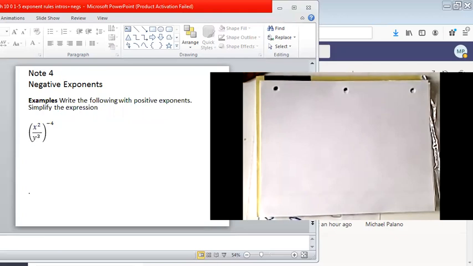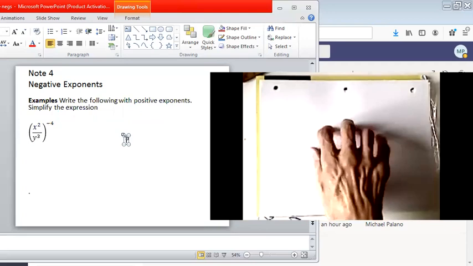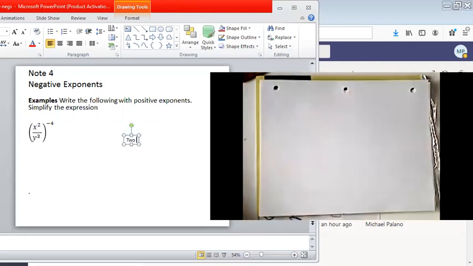Okay, so there's actually 2 ways to do this one. One way, and I'll type it onto the screen here, and then I'll show the work over here. So there are 2 ways to do this one. The first way is to flip the inside first with our new rule, and then simplify like usual.